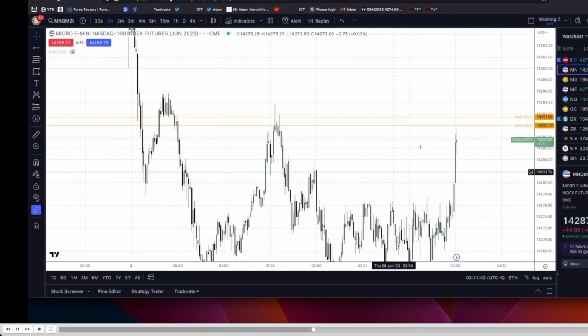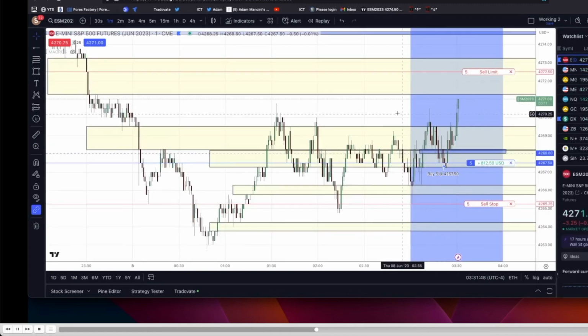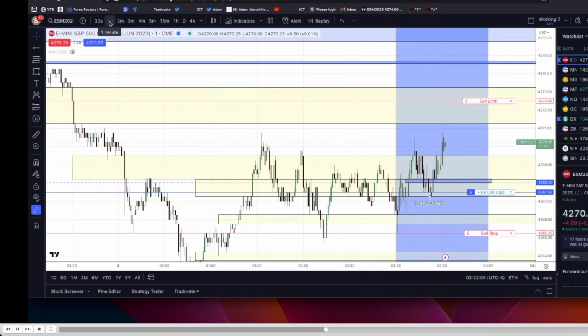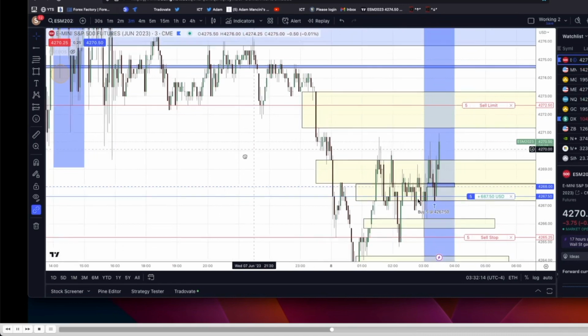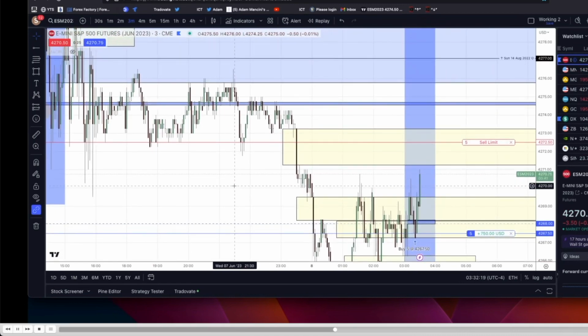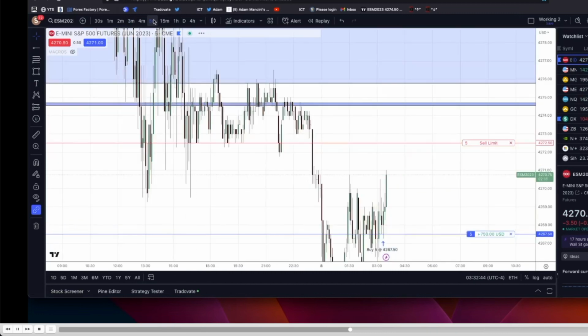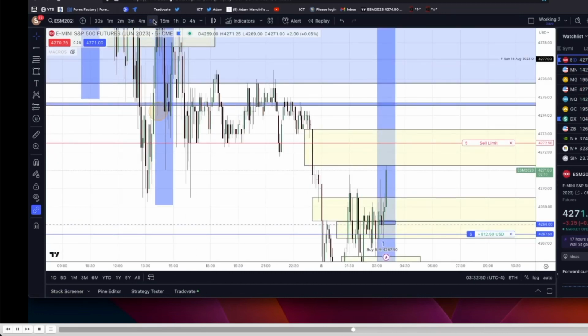Here I'm checking the NASDAQ. That's how bored I was in this trade. Normally I'm flicking frantically back and forth to see what the NASDAQ is doing. It takes a dip there. So it's already broken the equal highs. What else is going on? Yeah, so I think that's about all I wanted to say.